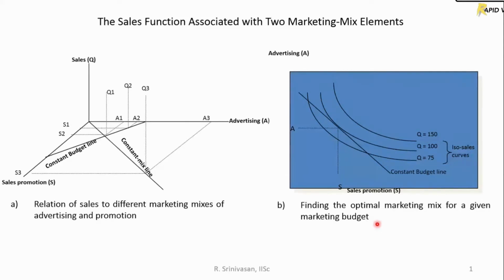So here you are representing it as a three-dimensional diagram. Here you are representing it as a two-dimensional graph, and whichever is more understood by you, you can take that particular method of representation. If you think that it is better for you to have a two-dimensional graph where you can see, with reference to different sales curves, that is the isosales curves, you can get a combination of the advertising and the sales promotion expenditures.